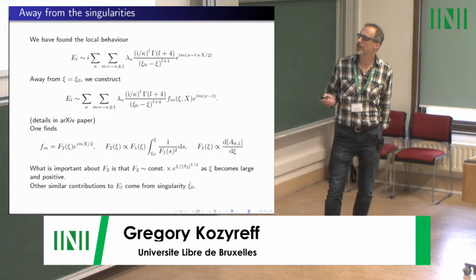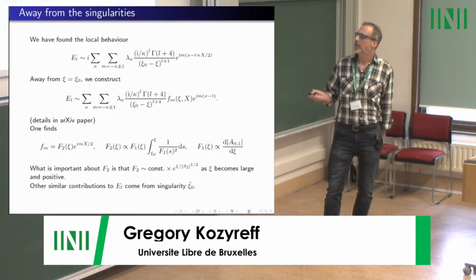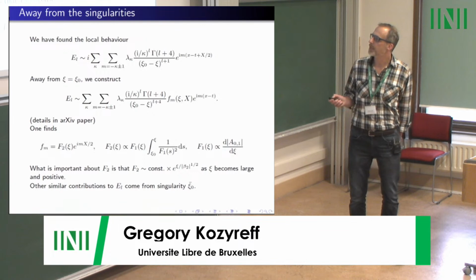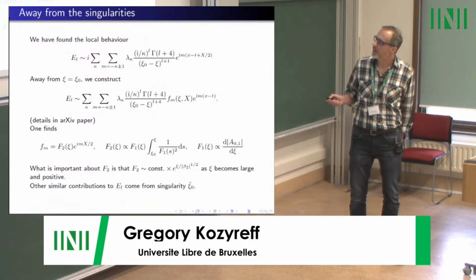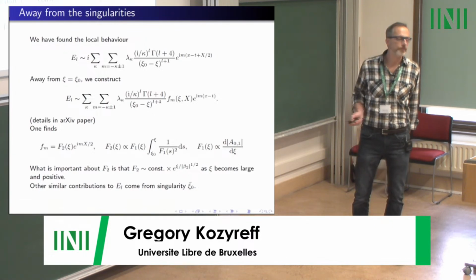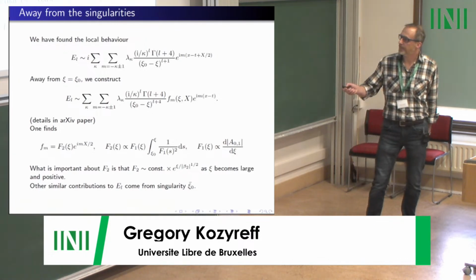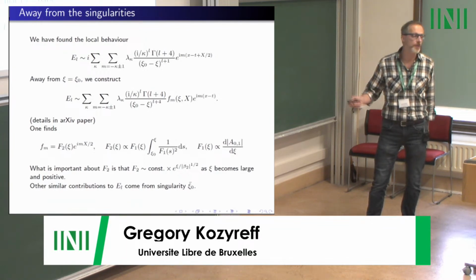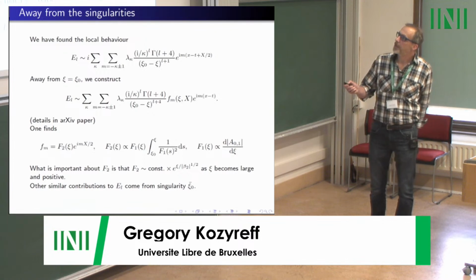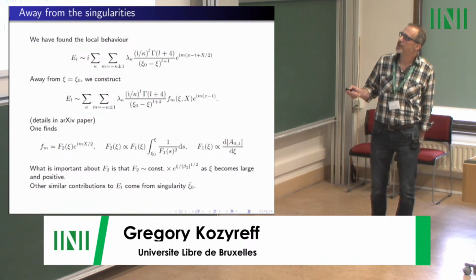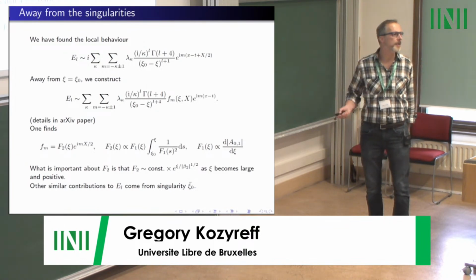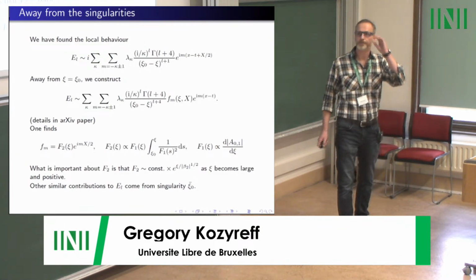And the one that matters is given by this. I don't spell it out. What you have to know is that this amplitude is growing like e to the psi over this factor as psi becomes large and positive. Okay? This is part of the solution, and there is a similar contribution that comes from the mirror singularity below the real line.